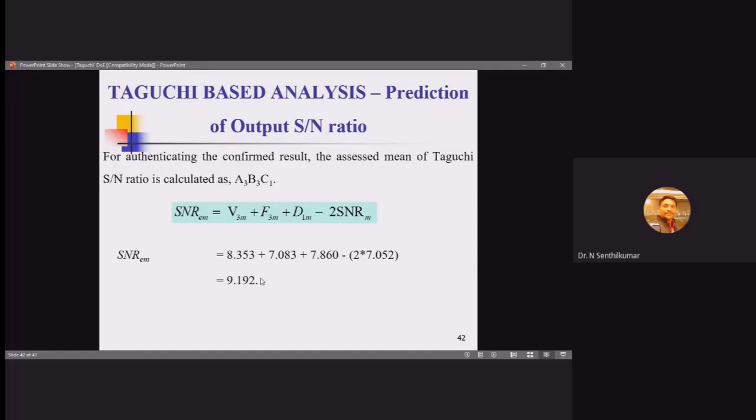Tell me, sir. Yeah. So we have to take higher levels for maximization problems, right? For minimization problems also, we have to take the SN ratio maximum. Yes, because in signal to noise, the strength will be higher when the noise is lower. So whether it is a maximization or minimization problem, we have to take only the maximum SN ratio. Okay, sir. Thank you very much, sir.